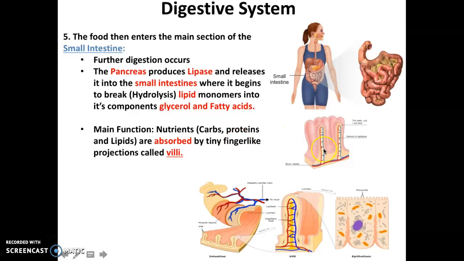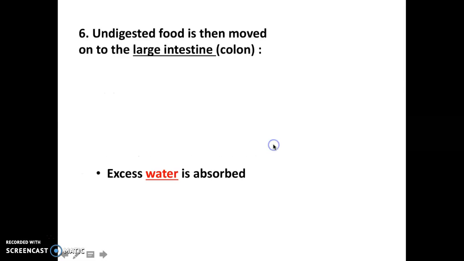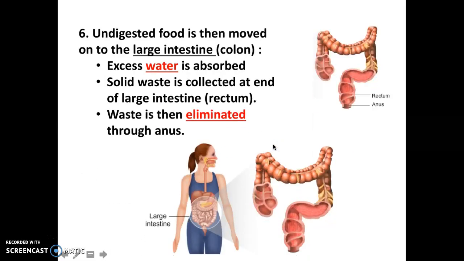Remember, if it was a polymer, there's no way that the polymer can get through. It has to be in the monomer form, because these are very, very tiny, and we call them the villi. All right, so villi sends nutrients to the bloodstream for delivery to cells. Once it goes to this bloodstream, it goes to every single part of your cells. So the last thing is, well, okay, what happens next?